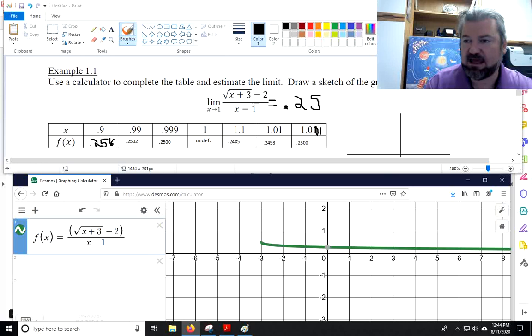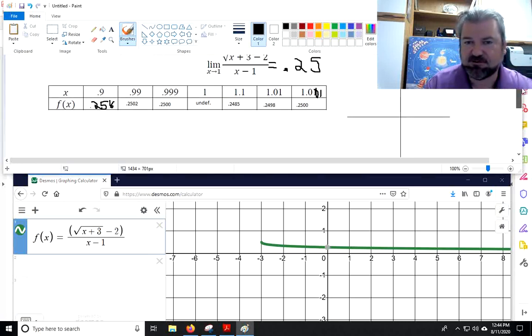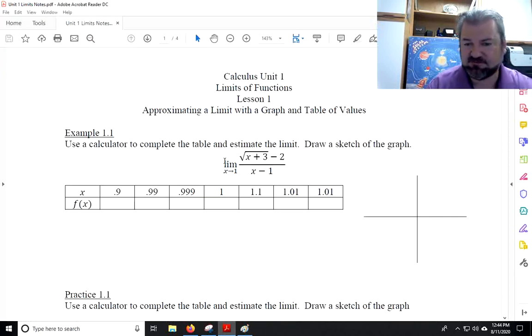So let's go ahead and add that to our little example here. I'm just going to draw a little sketch of what we saw. So this is 1, and it's good that you have this in your notes so that you can have a picture of what's happening as well as a table of values. Now don't forget there's a hole right here at 1, right? I don't want to say that there's an actual value there. It's an infinitely small hole, and that's what's going on. Okay, so that's the first example.